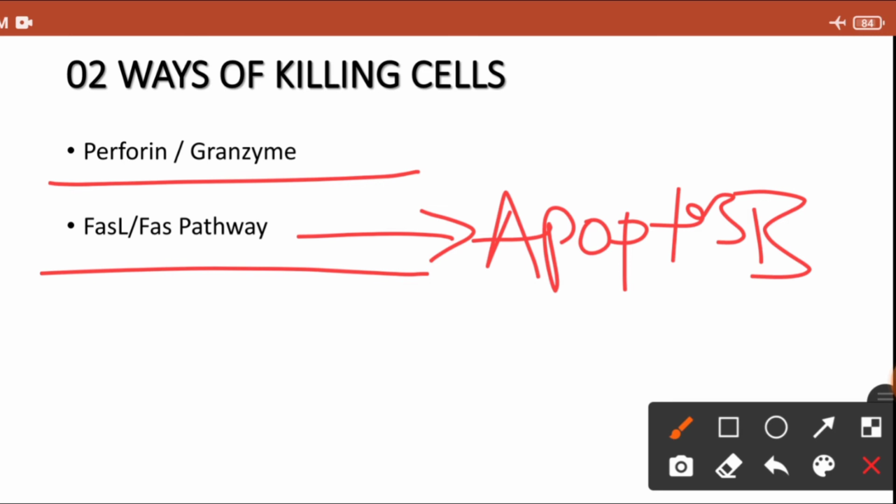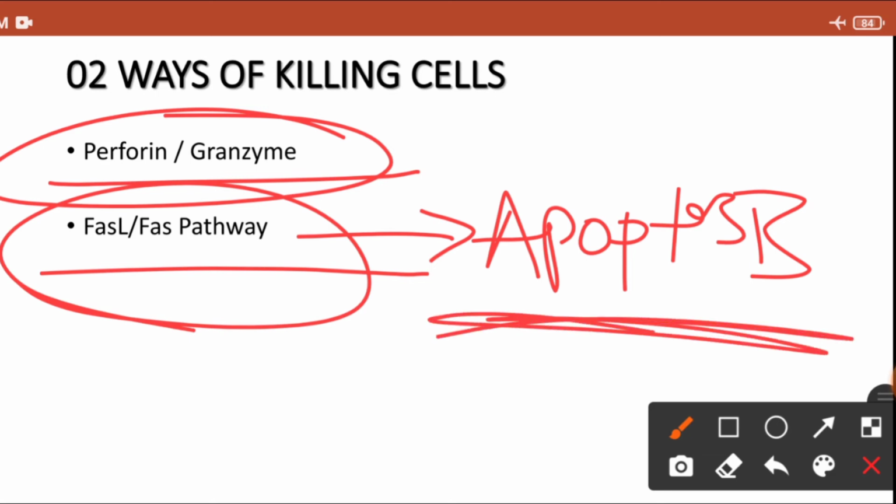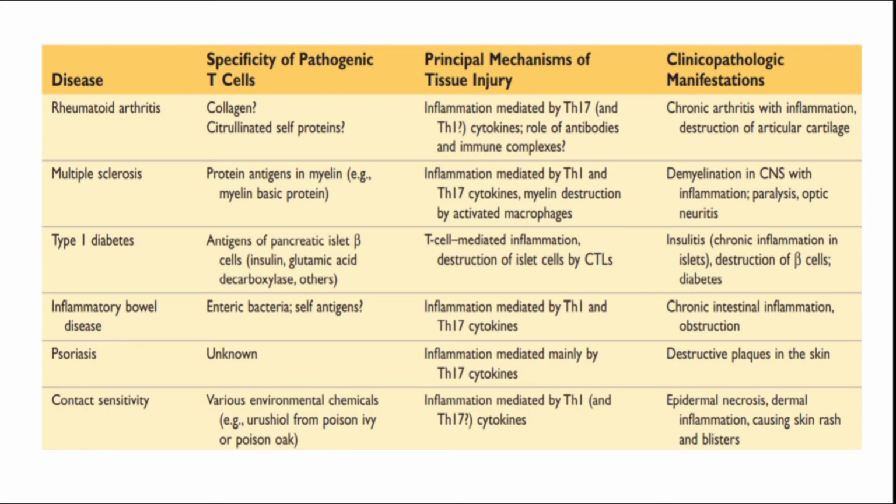So if you have not seen it until now, then you can check the playlist and see my lecture on T lymphocyte, right? CD8 T lymphocyte can kill the infected cell by two ways: perforin granzyme system and Fas ligand Fas apoptosis system, right? All right.